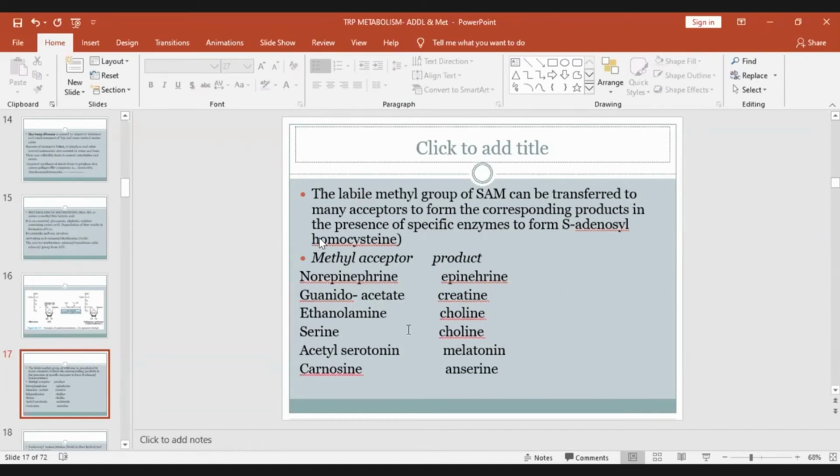Guanidinoacetate is converted to creatine. Ethanolamine is converted to choline. Serine is converted to choline. Acetylserotonin is converted to melatonin. Carnosine, you have not learned this.